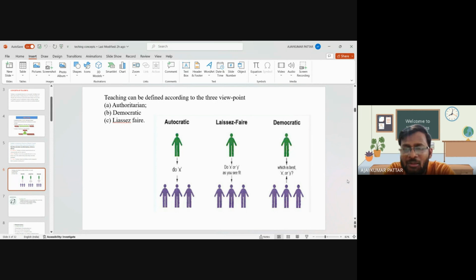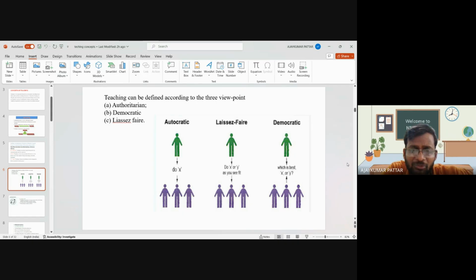In laissez-faire and democratic, what is the difference? In laissez-faire, it leads to creativity. If you tell do X or Y, whatever fits you, then it leads to creativity in the learners. But in democratic, it will tell to choose the best one. You are free to tell that this is best, this is not best. In laissez-faire, you are not able to tell which is best. You can do what is suitable for you, but you cannot tell which is best.